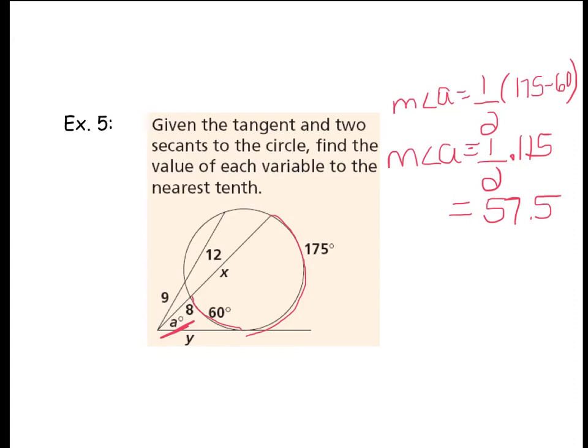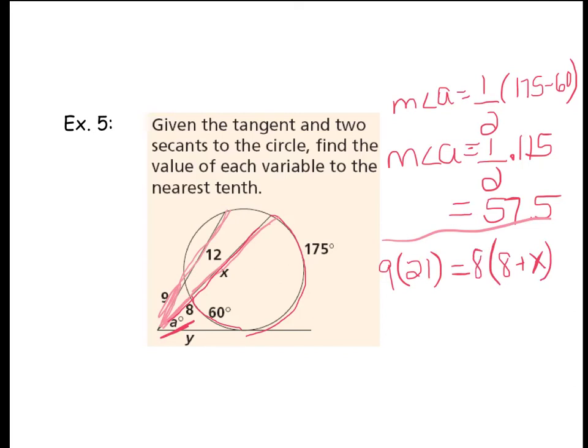Now for the x portion, these are the outside pieces. So we have the outside and the inside, the outside and the inside if you want to look at it that way. So we're looking at these pieces right here. So if you do that, you end up with the whole line. I'll do the 9 and 12. So 9 plus 12 is 21 times the outside piece 9 equals the whole line here. That's 8 plus x times the outside piece 8, and I'll simplify that.